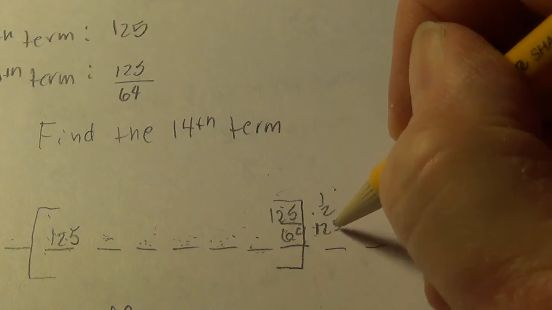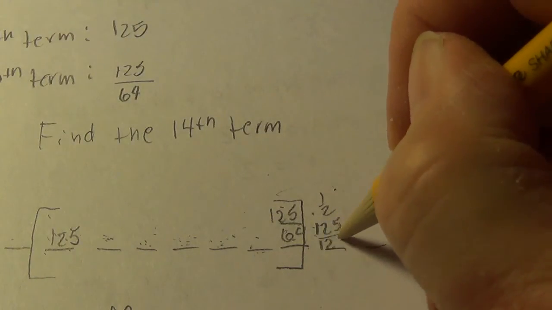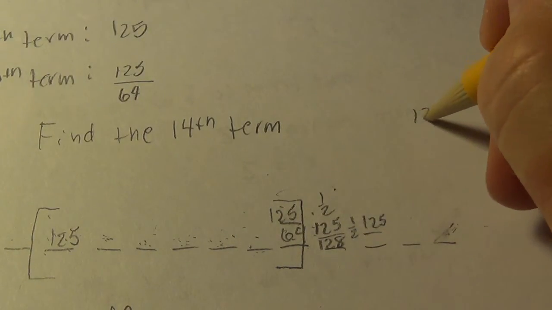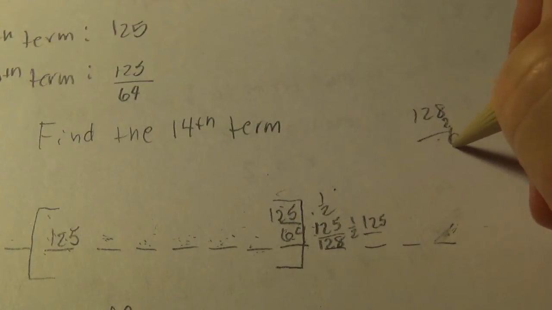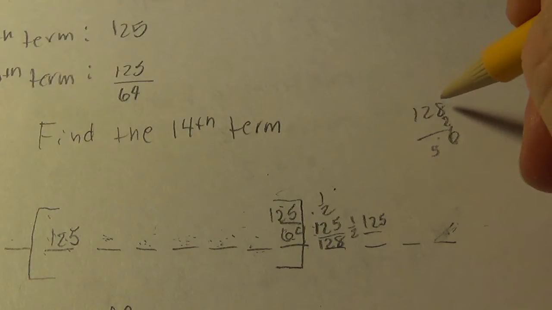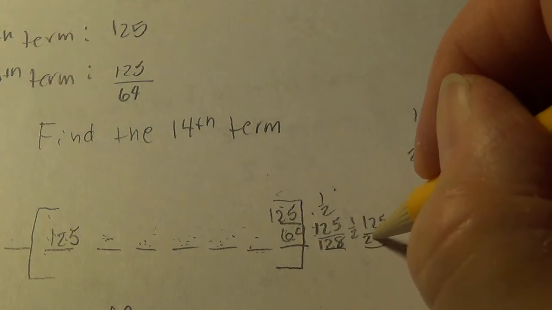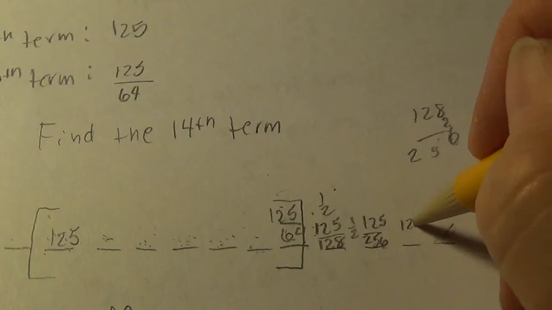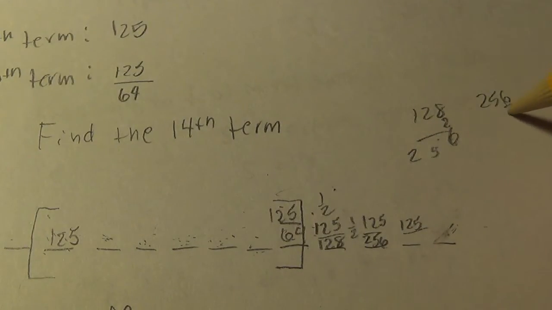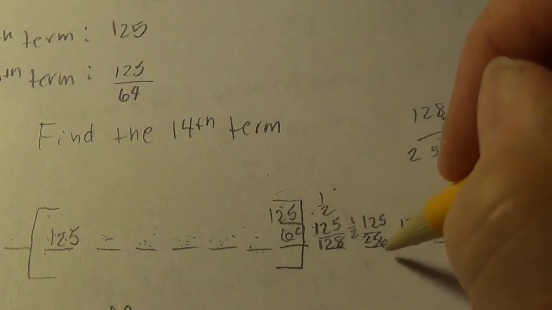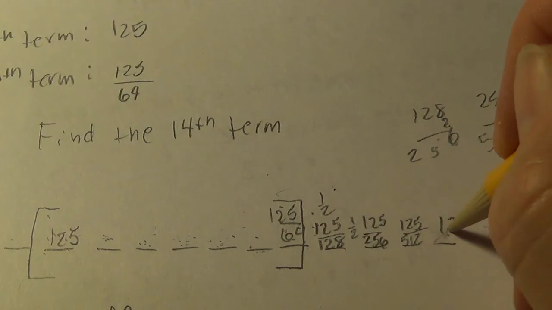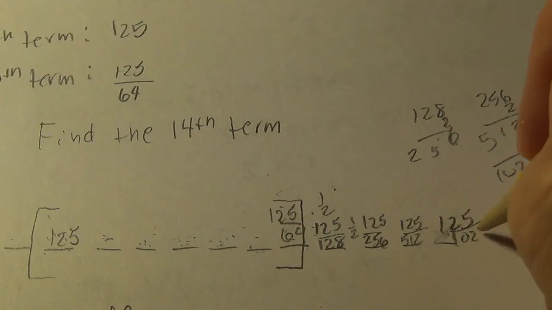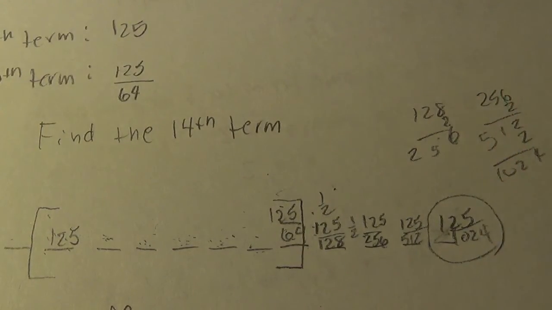125 over 128. And then I'd multiply by 1/2 again. 125 over, what's 128 times 2? 256. And multiply that times 1/2, and I get 125 over 256 times 2, 512. And lastly, 125 over 512 times 2, 1024. So we finally found the 14th term.